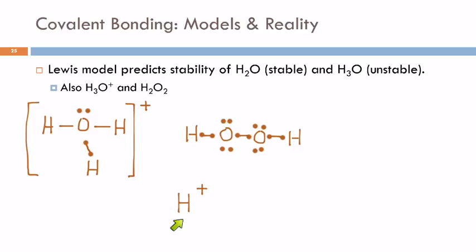So a hydrogen ion, H+, how many electrons does it have? None. It has no electrons. So it's just a bare nucleus, and the nucleus for a hydrogen ion is 1 proton. This is a single proton just out there, right? That's not going to be real stable.